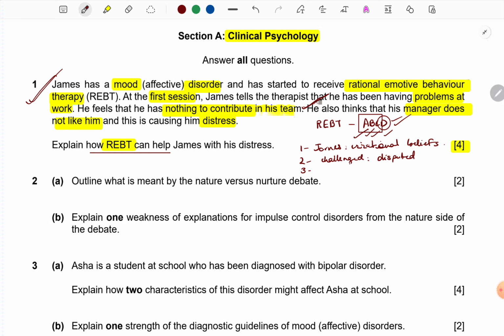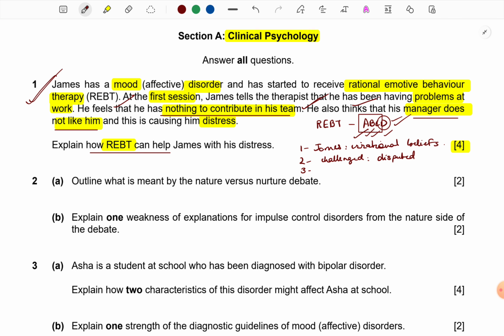James believes that he has nothing to contribute to his team. Perhaps this is an irrational belief. He has a lot to contribute to his team because, after all, he is working in that team. But maybe because of his fear, maybe because of this distress which he is facing since a long time, he is not able to contribute anything to his team. That would be a more rational belief. Another belief James is having is that the manager does not like him. So wherever we see James is feeling something, he's thinking something, all that gives indication of possible irrational beliefs. So manager does not like him.